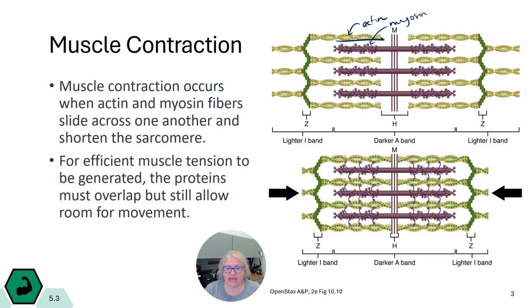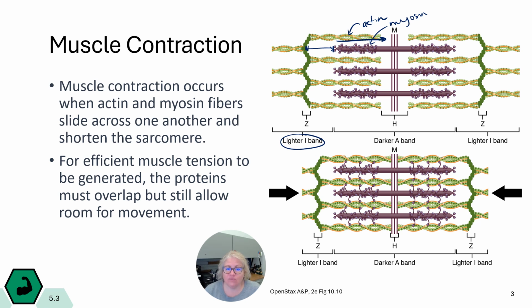Instead, the actin will slide closer to the midline, and as it does that, the length between the myosin and the Z line will shorten, and the I band will shorten because the overlap increases. The actin doesn't shorten and the myosin doesn't shorten. They just overlap each other more.